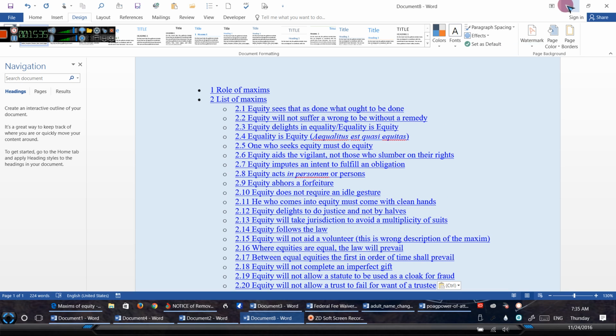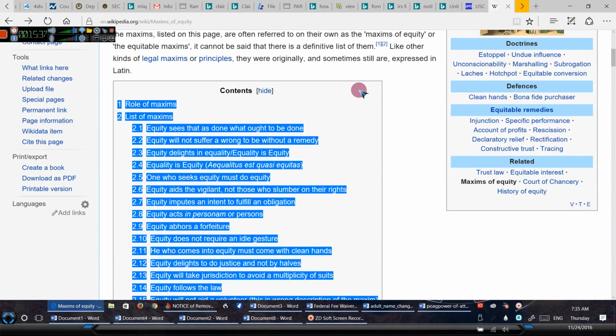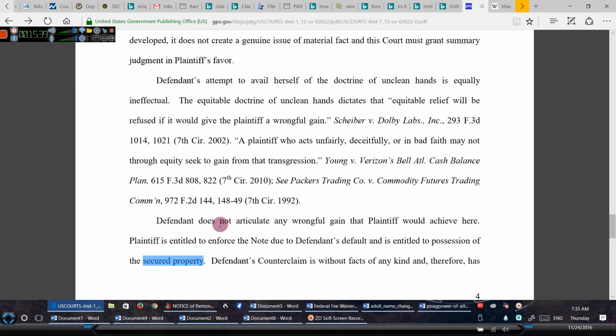So, now that we got that out of the way, let me show you why we do that. Because of this. These idiots mention the doctrine of clean hands, and they say equitable relief must gain, not refuse.